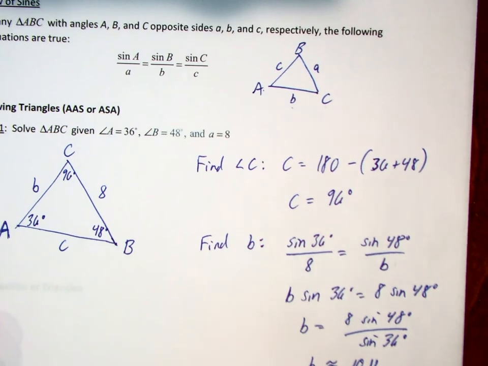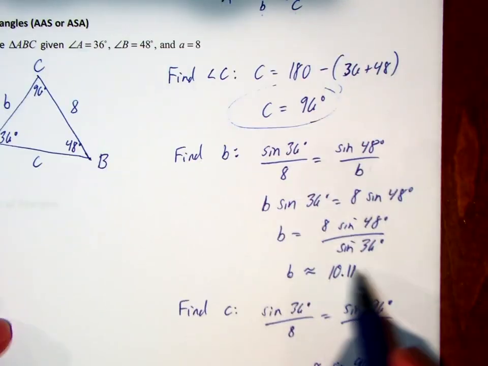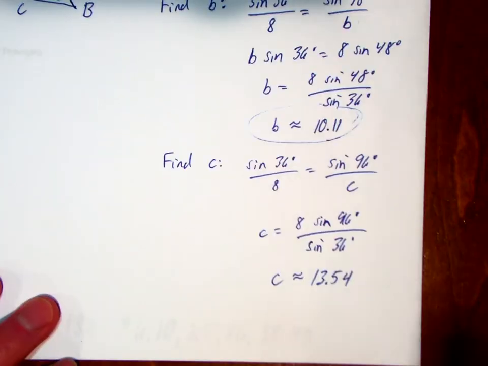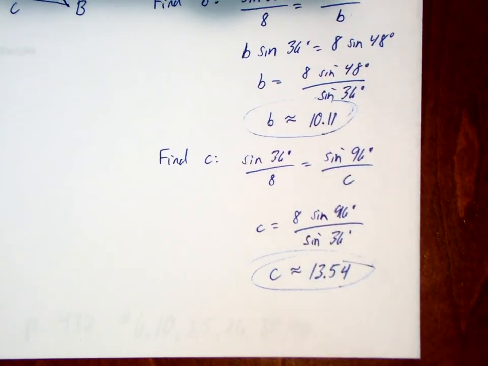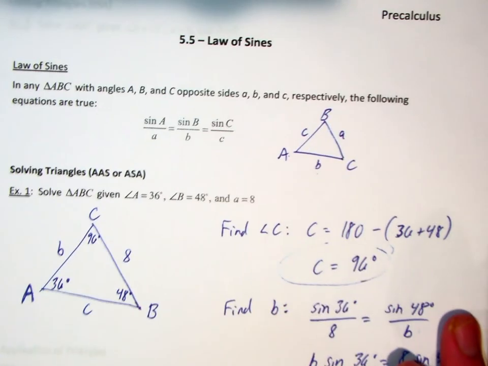There's the three unknowns I had to find. I found angle C, I found side B, and I found side C. So that's all we're doing here, because we're just solving triangles for all the missing sides and missing angles. Okay? And again, today's lesson is all going to be using the law of sines.